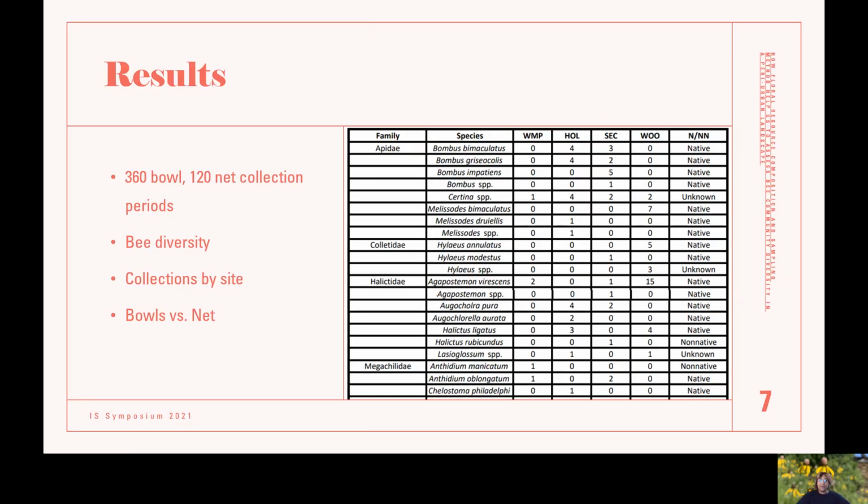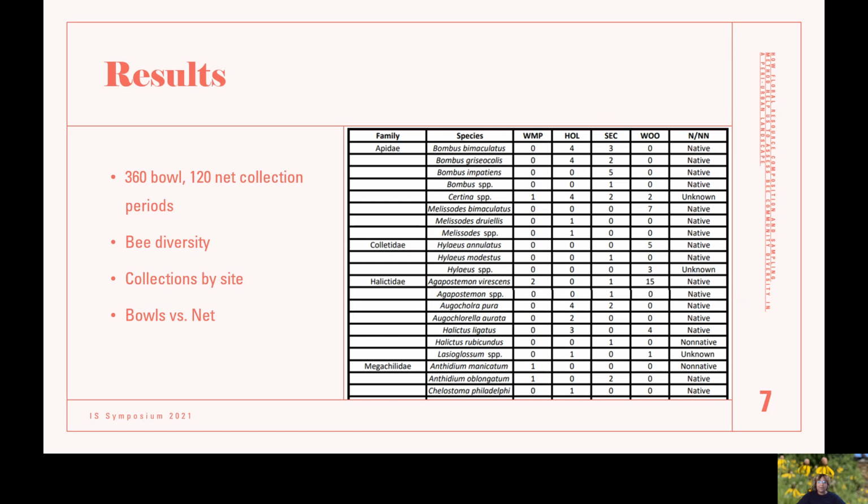So my results, I did 360 bowl collections and 120 net collection periods. From these bowls and nets, I was able to collect 92 bees. 89 came from the bowls. We see 4 families, 13 genera, and 16 different species. And I was able to identify 78 of those 92 bees.